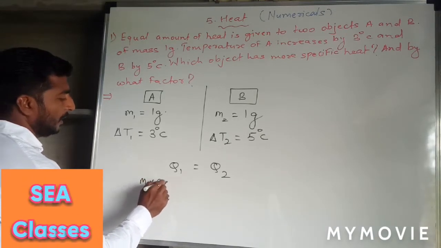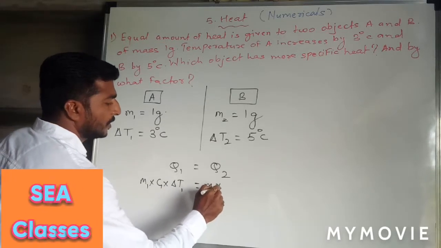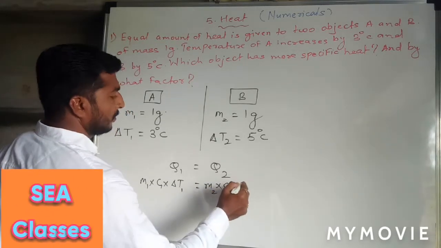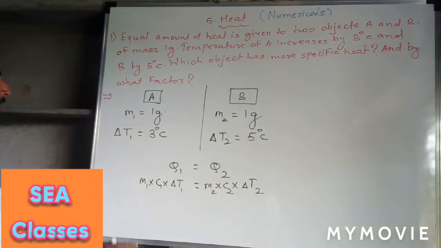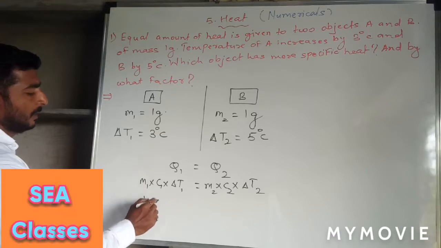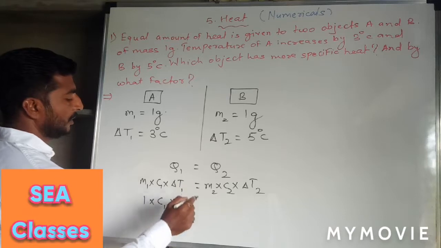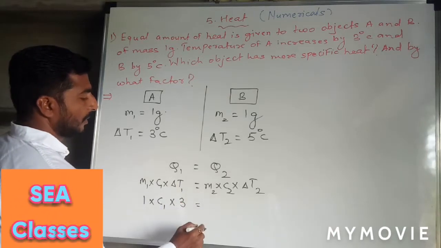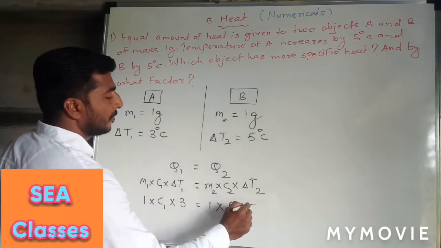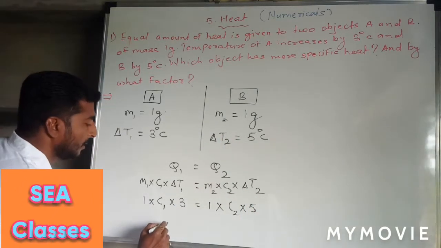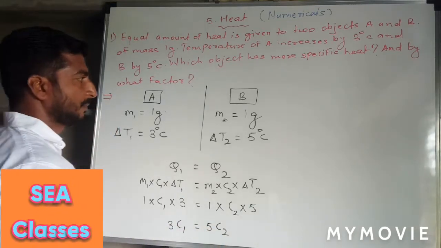M1 into C1 into delta T1 is equal to M2 into C2 into delta T2. So you have the values. The mass is 1. The specific heat C1 is not given for object A, and the change in temperature is 3, which is equal to M again 1, C2, and the change in temperature is 5. So it will be 3 C1 is equal to 5 C2.